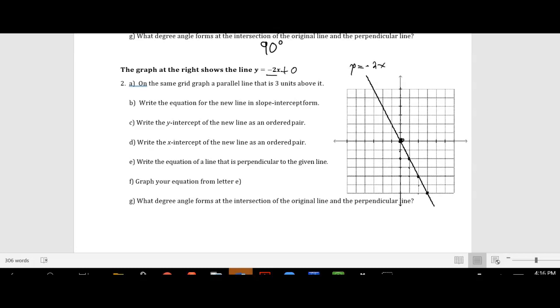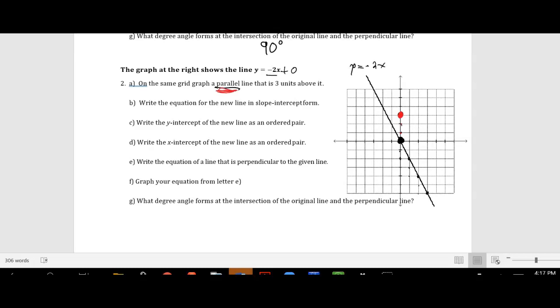B, write the equation, or letter A, on the same grid, graph a parallel line that is 3 units above our current line. So I'm going to do that with this original point. Basically take this point, move it up 1, 2, 3. If we are parallel, that means it has to have the same slope. Actually, let me do this one in red so that we know it's different. So we go up 1, 2, 3. That's how we end up here.